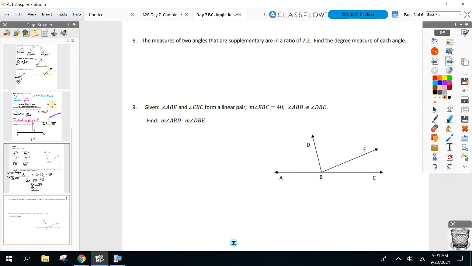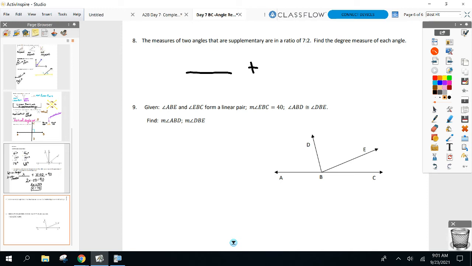Ooh, pinwheels. All right. We're going to see a ton of this year when I tell you numbers are in a ratio. So I have two supplementary angles. What do you got for me? Two supplementary angles. What do you know? Two angles that add to 180.